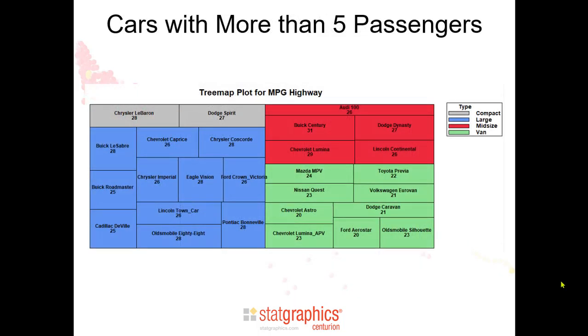Here's a tree map showing the miles per gallon in highway driving for all cars with more than 5 passengers. They're divided first according to their type, secondly by whether they're domestic or foreign, and then the rectangles themselves are the particular models. There aren't many foreign cars, but if you look, for example, here, you'll see the Mazda, the Nissan, the Volkswagen, and the Toyota all fall in their own rectangle.